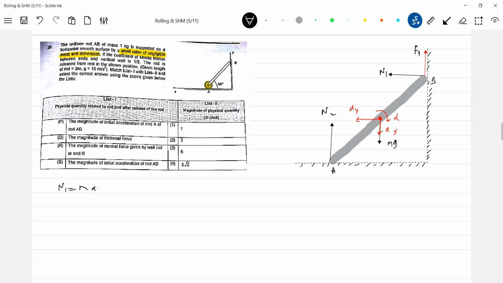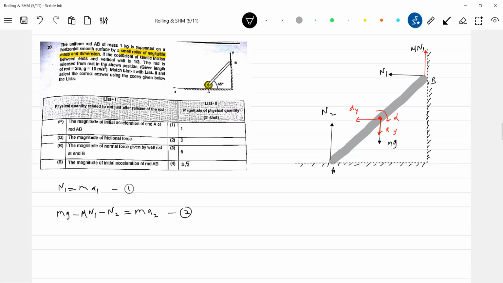N1 equal to M into a1. This is equation 1. Then along y-axis, mg minus mu N1 minus N2 equal to M a2. Equation 2.